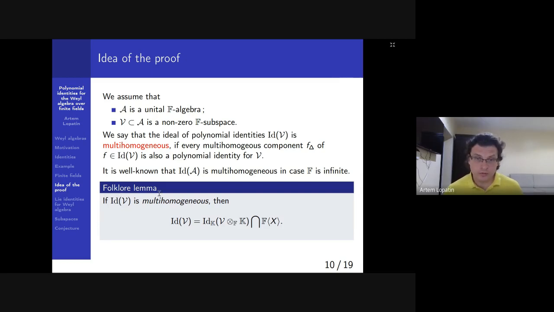And we have the following folklore lemma, which says that if we consider identities of V and they are multi-homogeneous, then we get the following description of it. Here we consider the tensor product of V and the field K. The field K is some infinite field which contains F, as before. Consider identities of this vector space over the field K, and consider the intersection with the free associative non-commutative algebra with coefficients in F. This folklore lemma is quite easy to prove.